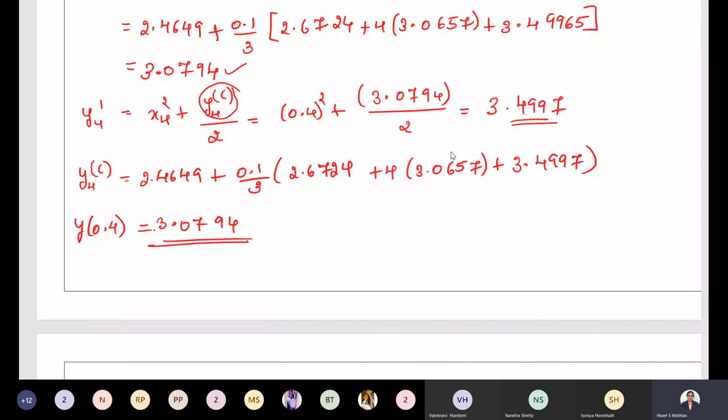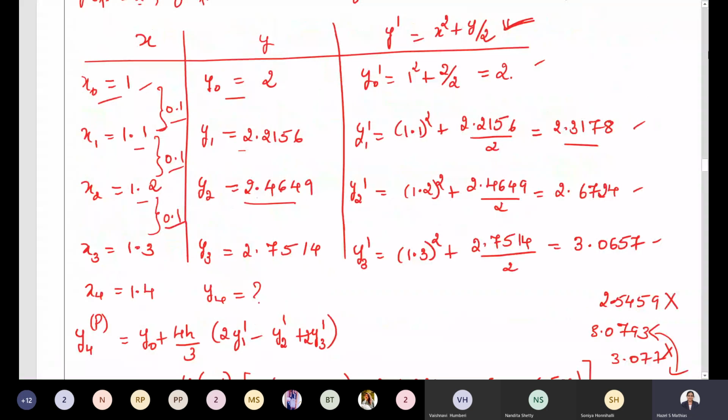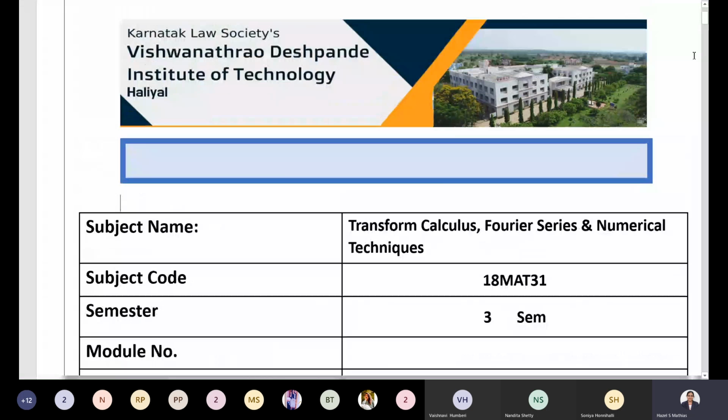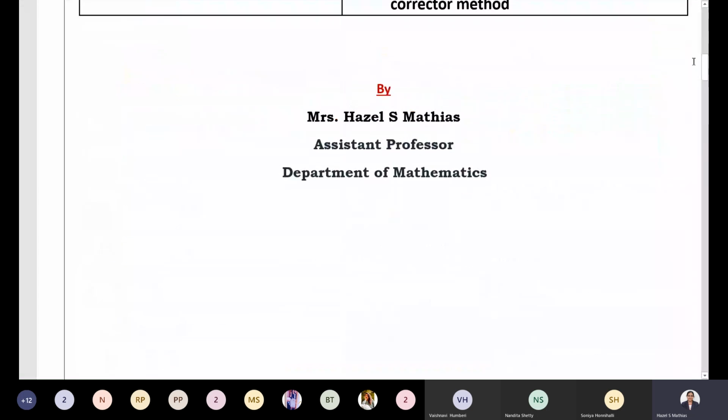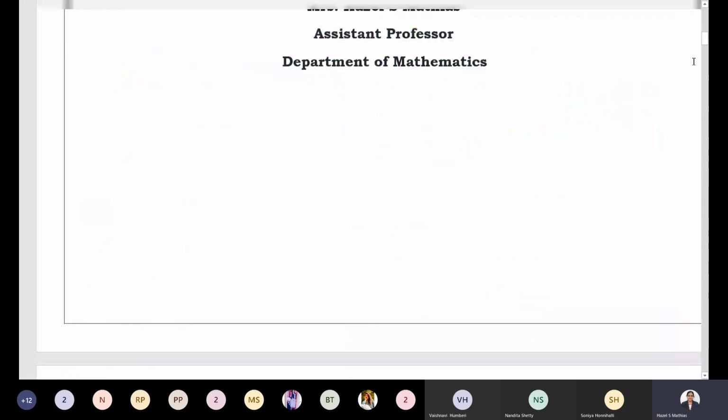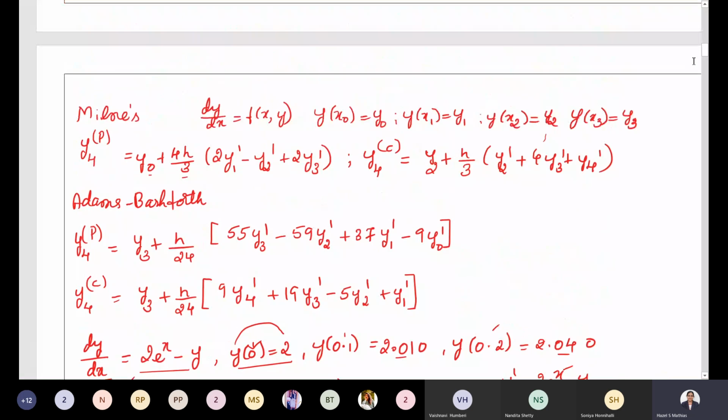So let's meet in the next class. We have discussed today about the numerical predictor and corrector methods, that is Milne's method and Adams-Bashforth methods. The main thing you need to remember here is the formulae, which is very important. Remember the Adams-Bashforth and Milne's formulae. Use some tricks so that you can remember them easily, as I told in the previous class. Go through the examples which are already given, and practice well, especially the formulas.